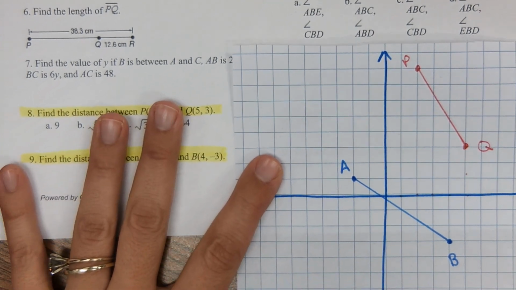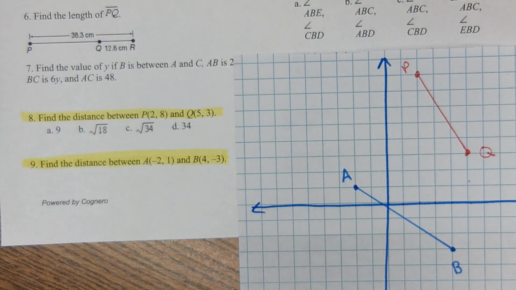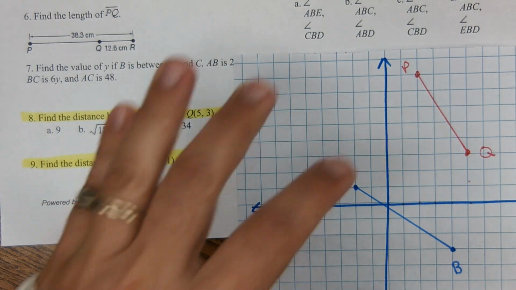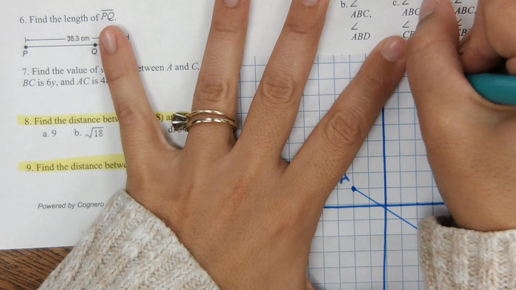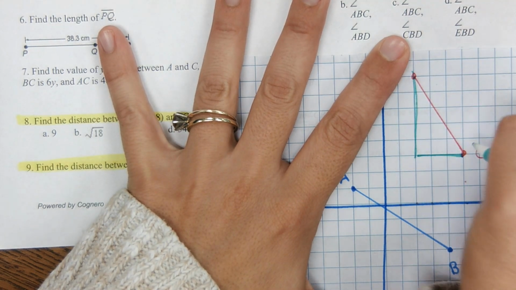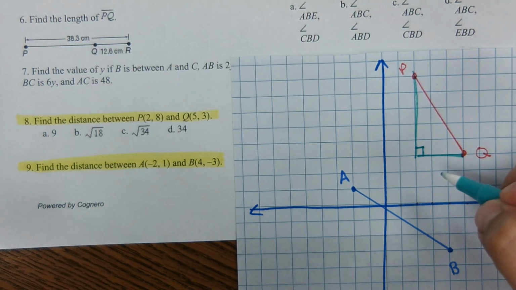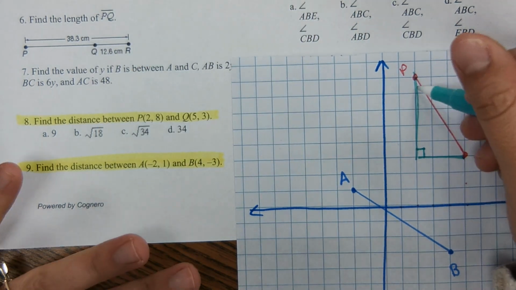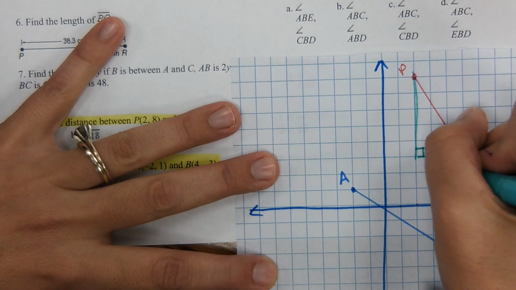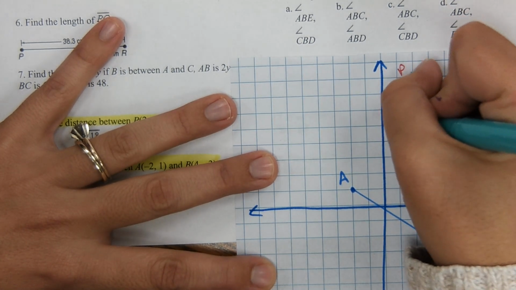Okay, so to find the distance between these 2 points, or the length of this line segment that we just drew, we can sketch out a right triangle. So just sketch out a right triangle for those 2 points. And then we can use the dimensions of the right triangle in Pythagorean theorem to find the length of this line. So this right here is 3 units, and this is 1, 2, 3, 4, 5 units.